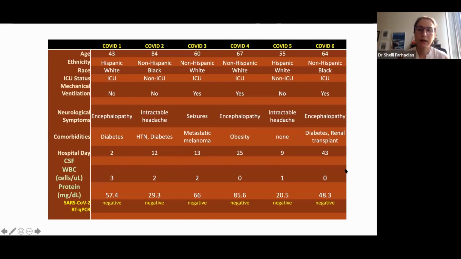So I'll be talking now about data collected from the first 6 participants who donated blood and CSF for these studies. This is a snapshot of some of the clinical characteristics of these participants. And I'll just point out that their ranges of age were from the 40s to the 80s. The neurological symptoms were encephalopathy, intractable headache, seizure, and not surprisingly, because this has been talked about in these webinars before, none of the CSF was positive for SARS-CoV-2 by RT-PCR. And really the CSF clinical labs were, for the most part, unremarkable, with a handful of slightly elevated protein.